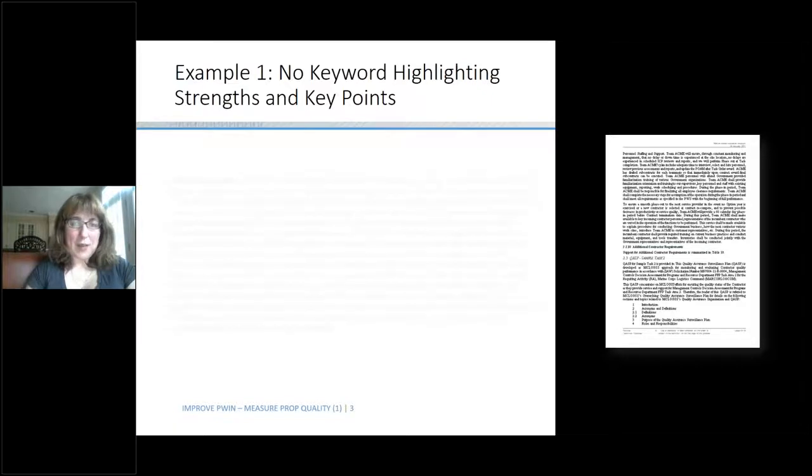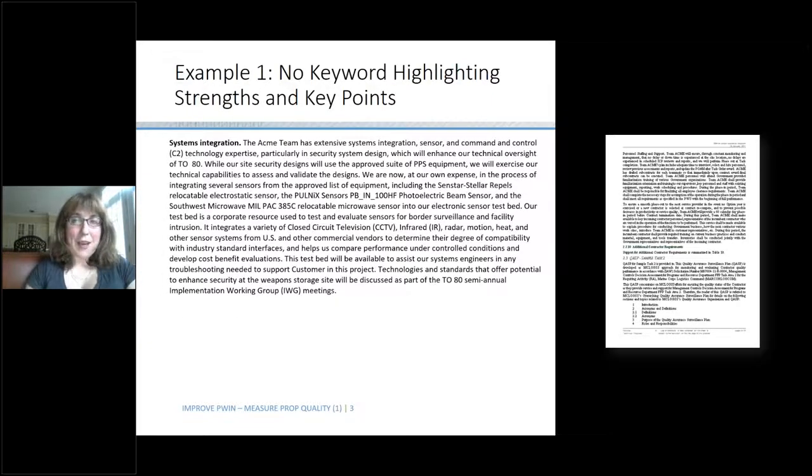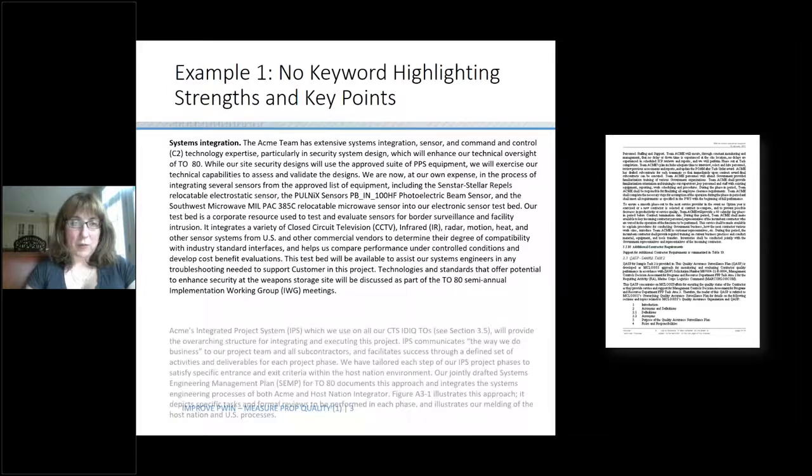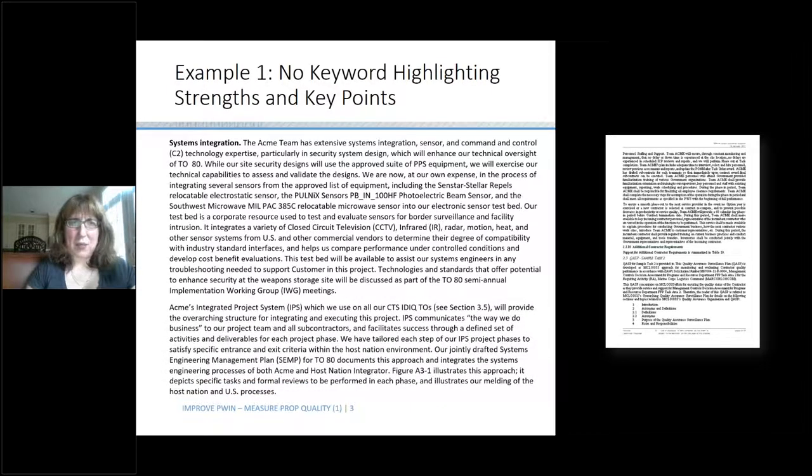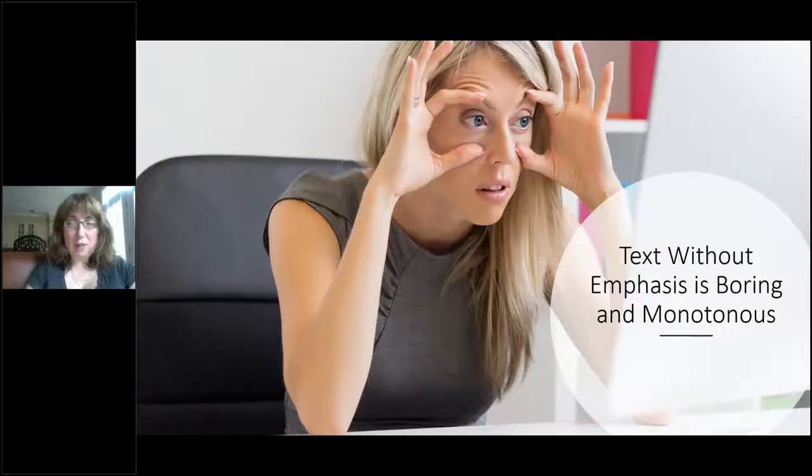So here's an example. I'm going to use 3 examples in this presentation of what could go wrong. Take a look at this text, just scan it real quick. There's no keyword highlighting of the strengths and the key points, just like on the page to the right. It's one of those my-eyes-glaze-over syndromes. You have text without emphasis, which is boring and monotonous. Imagine evaluators reading multiple proposals, not just yours, and having a very hard time staying awake. If they cannot scan through your proposal and see some of your strengths highlighted, bolded on the page, somehow emphasized, then you probably lost them.